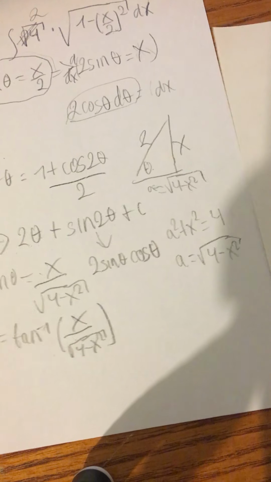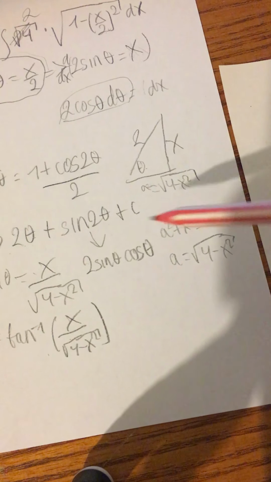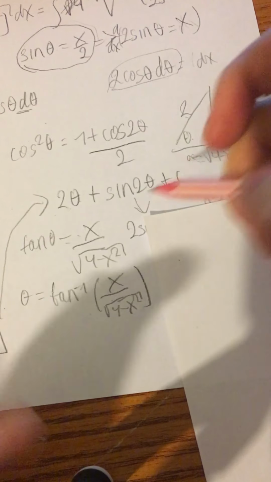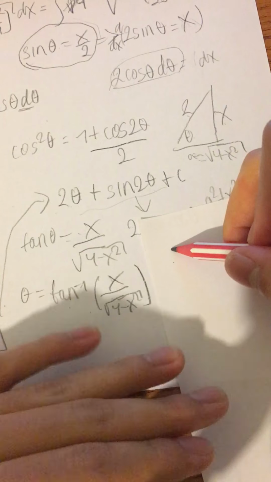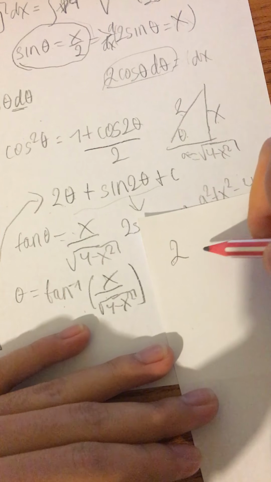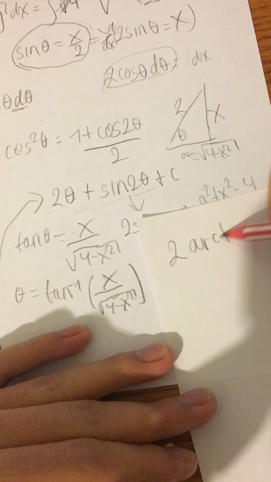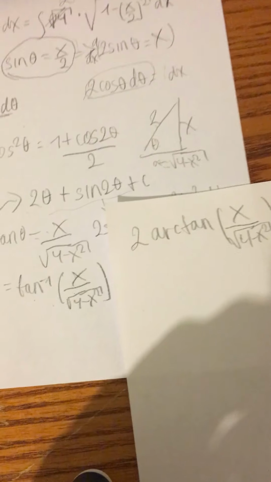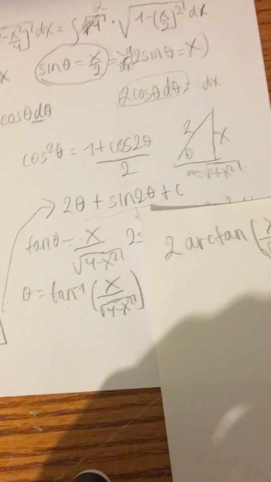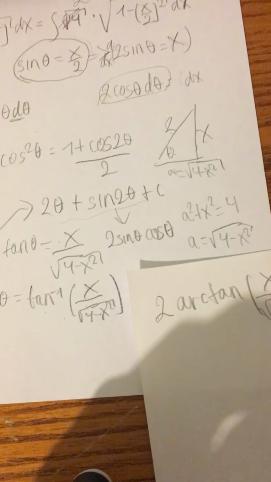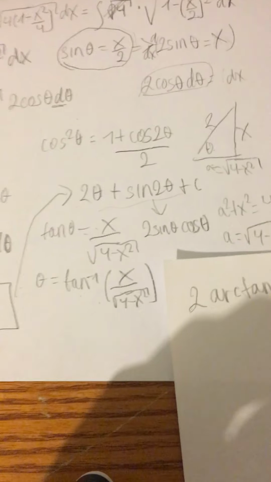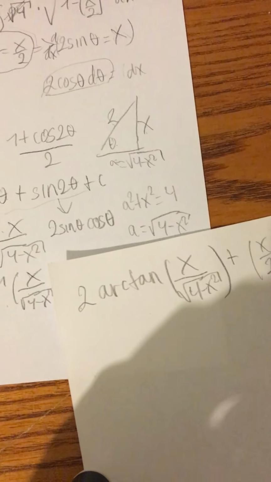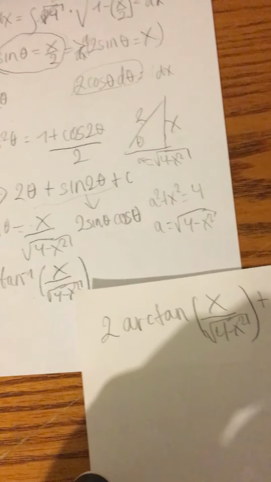Okay. So then sine theta, well, sine theta is x over 2. So I'm going to rewrite all of this on this paper. So we're going to have 2 arctangent of all of this, that's my theta. And then sine theta is x over 2, so I'm going to have plus x over 2, and then my cosine theta, that's this over this. And then don't forget your plus c.